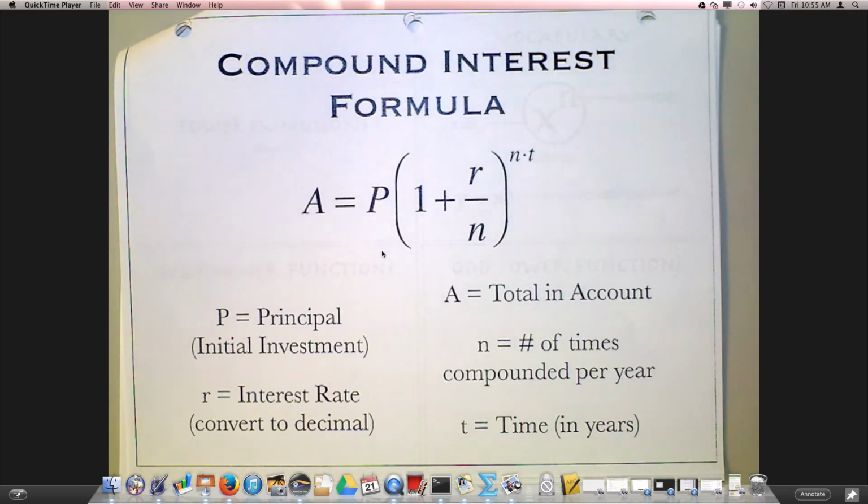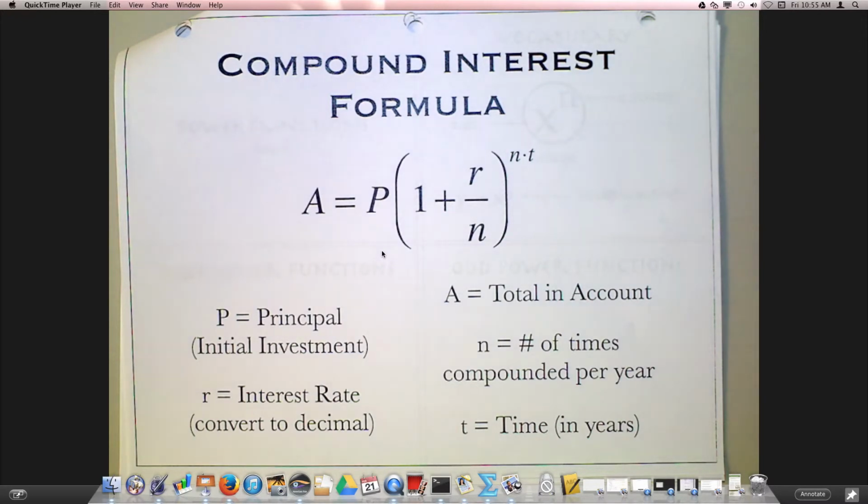So let's talk about what all these letters mean. P is the principal. And when you're talking banking and investments, principal is the amount of money that you are investing. That's the money that you are walking into the bank with and saying, here, put this in a savings account. Okay? A is just the total in your account after that amount of time. A is what you're usually solving for. Okay, A is like, how much money will I have if, blah, blah, blah.